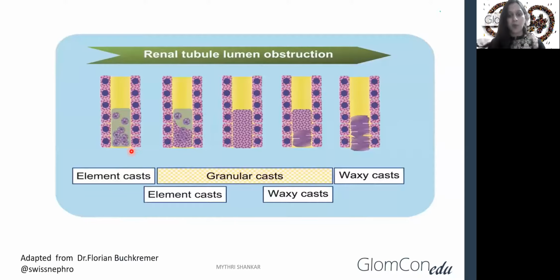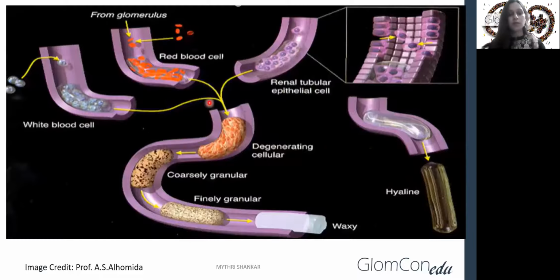Initially, elemental casts are formed which get degenerated over time to form coarse granular casts followed by fine granular casts, and as the renal tubule lumen obstruction progresses and persists, waxy casts are formed. The presence of waxy casts is indicative of chronic and irreversible renal injury. So, these are the elements, WBCs, RBCs, tubular epithelial cells, which combine with hyaline to form cellular casts which undergo degeneration to form initially coarse granular, followed by fine granular and then later on waxy casts.